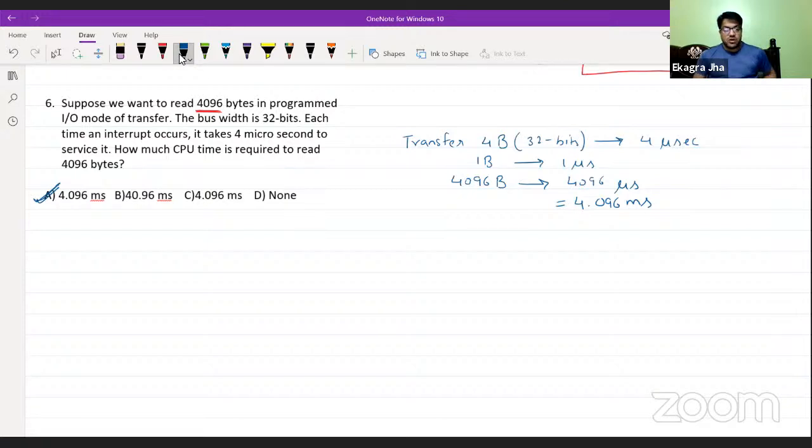So all we did is calculate the transfer time for 4096 bytes, where the bus width given is 32 bits. Each time they transfer 32 bits, it takes 4 microseconds to service it. So if 4 bytes take 4 microseconds, 1 byte will take 1 microsecond. Then 4096 bytes will take 4096 microseconds. Converted to the given options in milliseconds, it gives 4.096 milliseconds as the right answer.